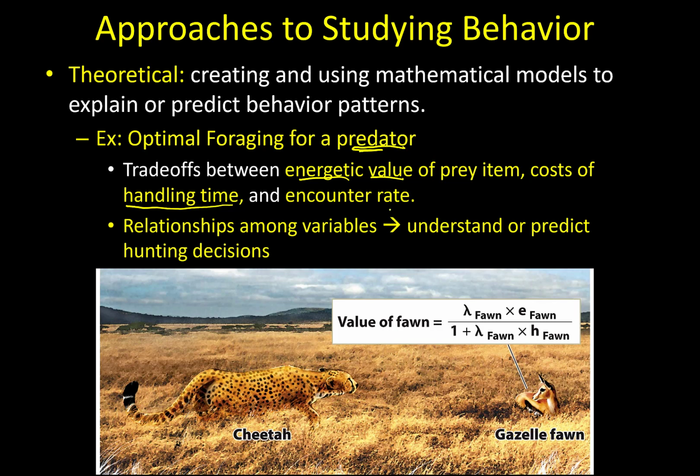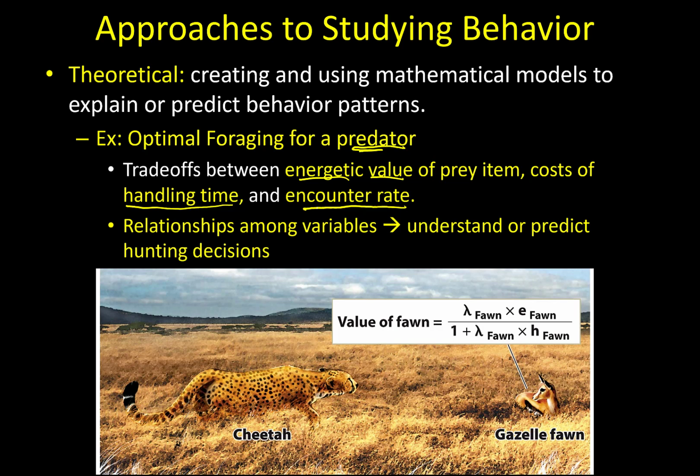And another factor is called encounter rate. How often do you actually come across prey animals? Are they rare in your environment? If they are, every time you see one, you're probably going to want to try to catch it. But if prey animals are common in your environment, you don't necessarily have to go after them every time you see them because you know another one will come along soon.